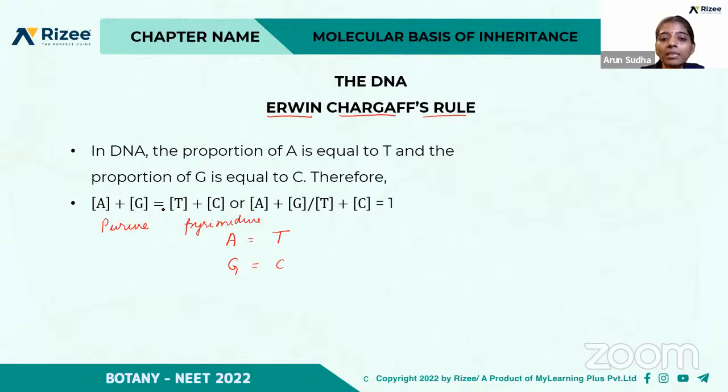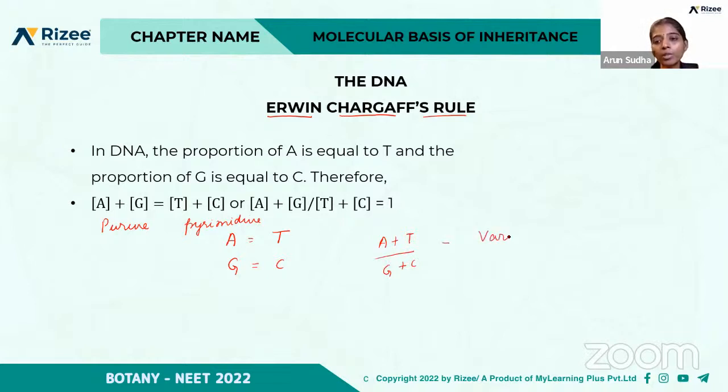That is, A plus G will be equal to T plus C. Adenine plus guanine is equal to thymine plus cytosine, or A plus G by T plus C is equal to 1. So these are the basic rules, right? That is Erwin Chargaff's rule.